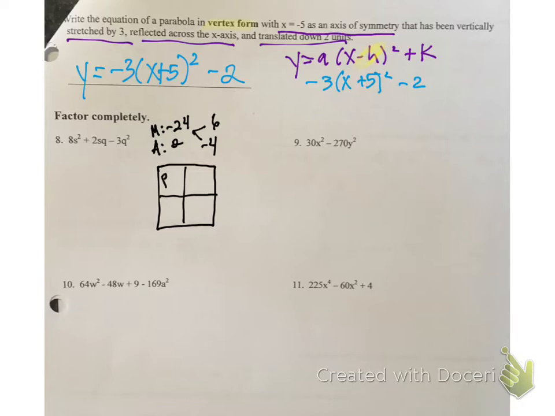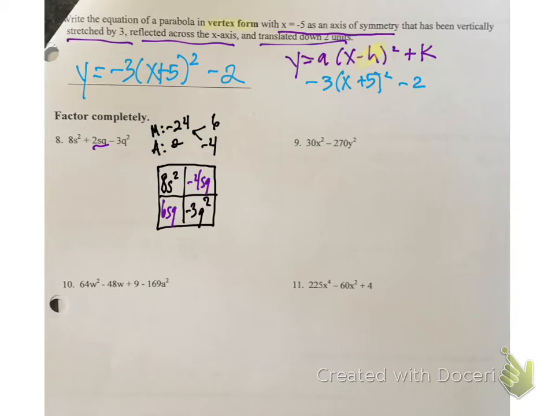I'm going to put 8s squared in the top, negative 3q squared in the bottom. Then I'm going to put 6sq, negative 4sq. And I put sq because that's what my middle term is. When you're using x, you put negative 4x, 6x in these two boxes. Then I'm going to pull out the greatest common factor, column by column.